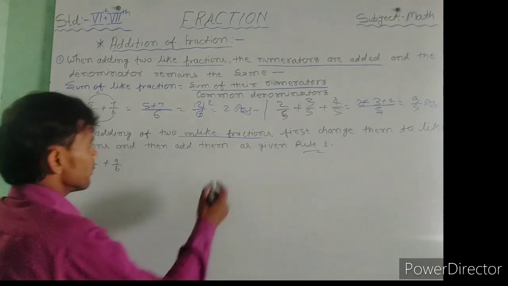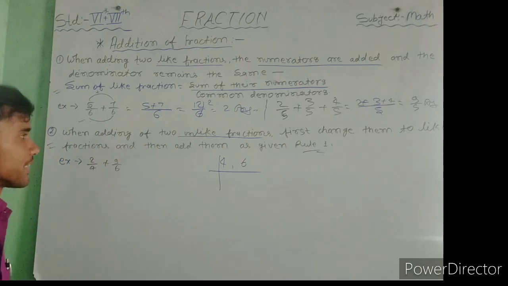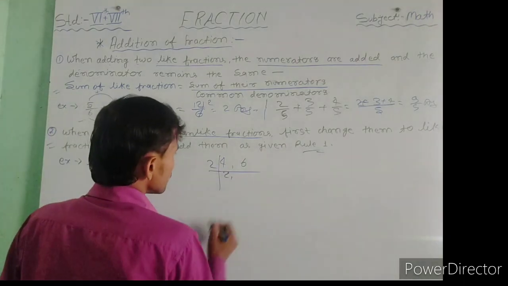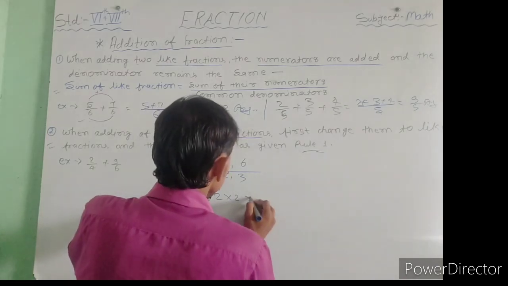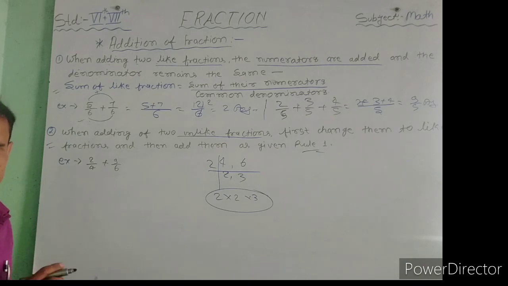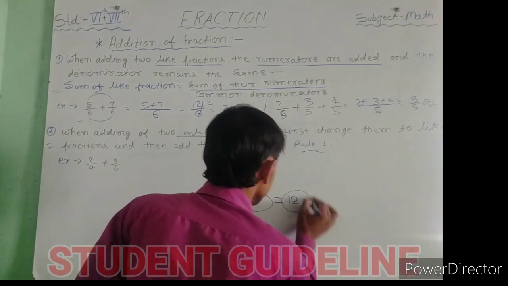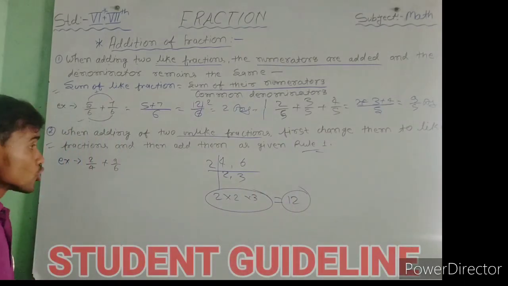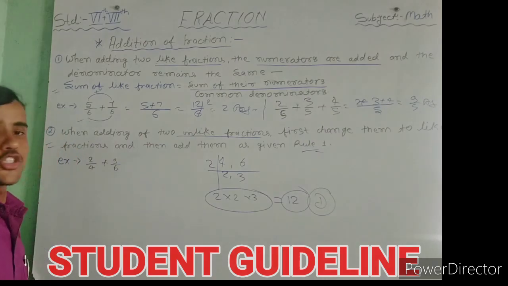Firstly you take the LCM of 4 and 6. It means 2 fours and 3 sixes. 2 and 3, that's your LCM. Is that clear? 2 fours are 4, 4 threes are 12. Is that your answer? Okay. So what is your denominator? Your denominator is 12.